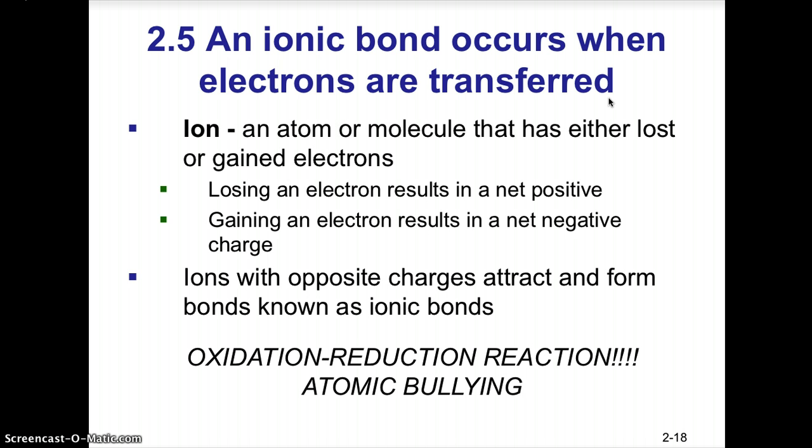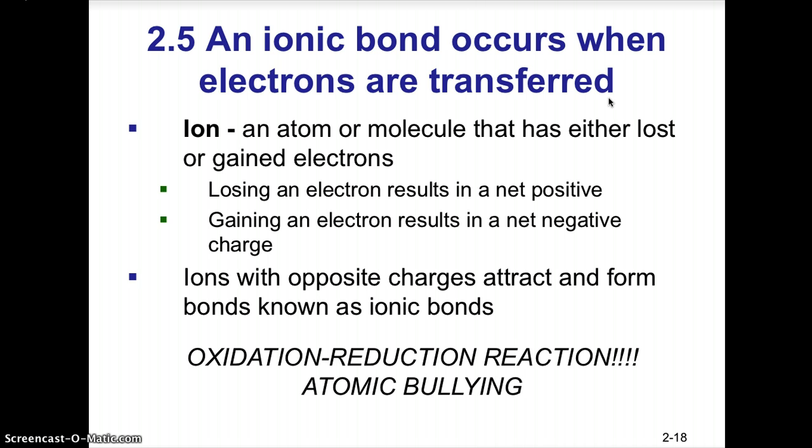So our first type of bond is called an ionic bond. An ionic bond occurs when electrons are transferred. An ion is an atom or molecule that has either lost or gained an electron. When you lose or gain an electron, these atoms are going to form charges. An atom that loses an electron gets a positive net charge, and that is called the cation. An atom that gains an electron gets a negative net charge, and that becomes the anion. So atoms that lose or gain electrons get a net electrical charge.